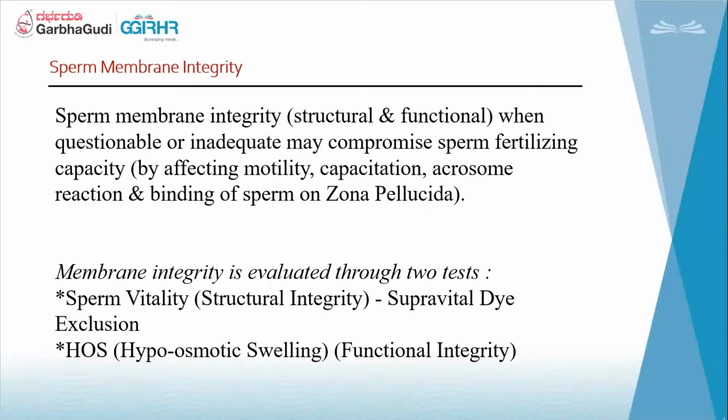Membrane integrity is evaluated through two tests basically. One is sperm vitality, that is the structural integrity, which we will see in the Eosin Nigrosin test. The other is the HOS test, the hypoosmotic swelling test, which determines the functional integrity. So one is structural and one is functional.